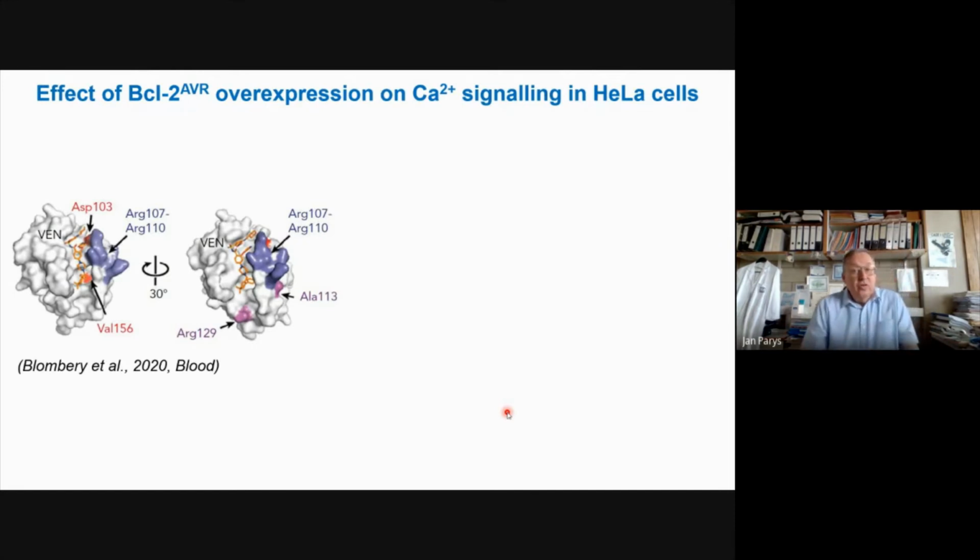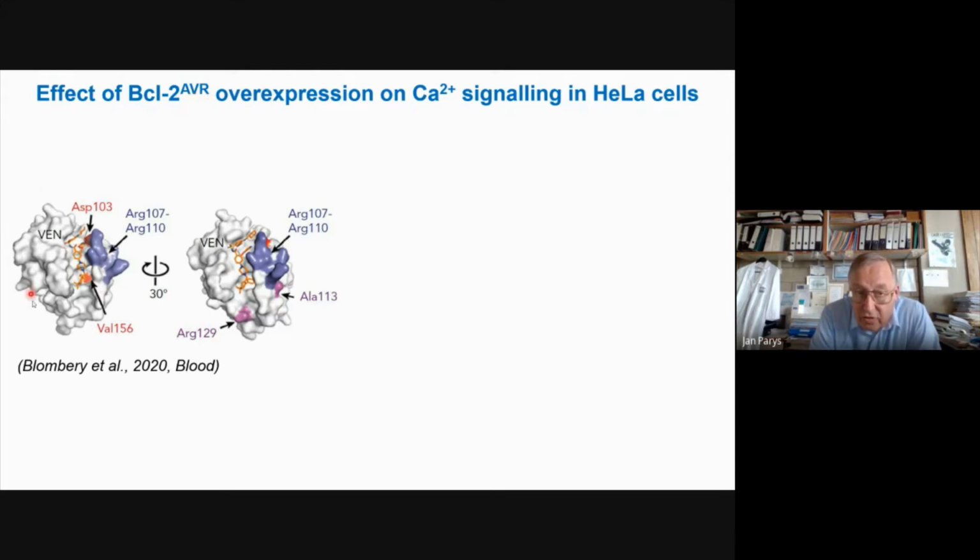Then I want to go over to the second point, the mutations, as I think is important for investigating those mutations, and I will just focus on one type of mutations, that are mutations which give to BCL2 resistance to venetoclax. AVR stands for acquired venetoclax resistance.